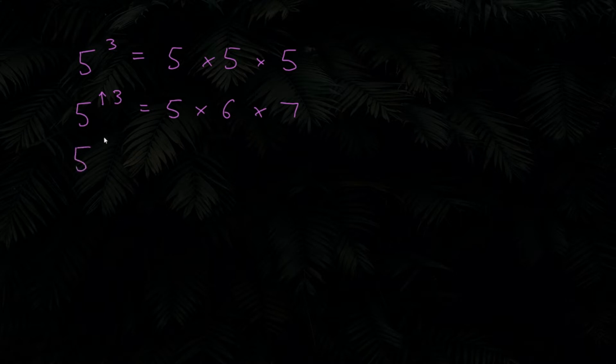Now there's another operation here that we're actually not going to use, but you should probably know about. That's the falling factorial, and so basically we just reduce the number each time. Right, and so 5 falling factorial 3 is 5 times 4 times 3.